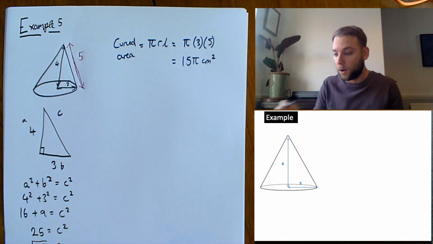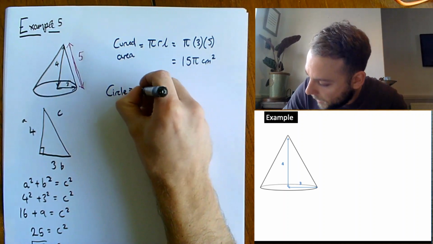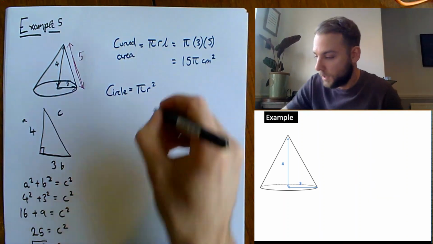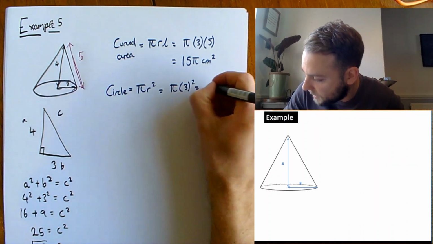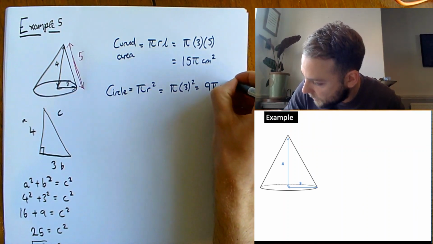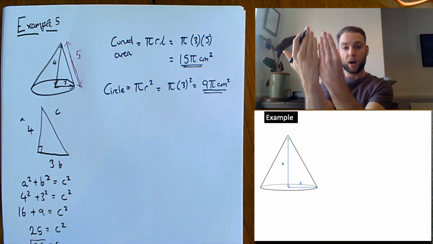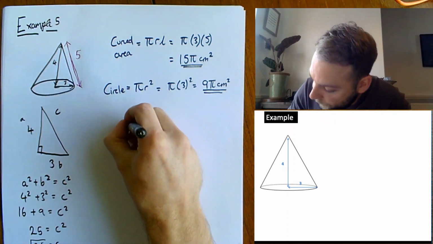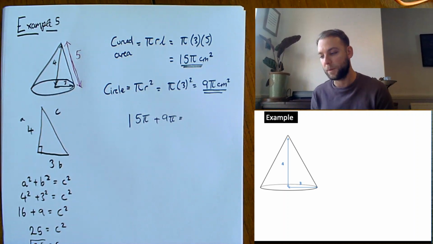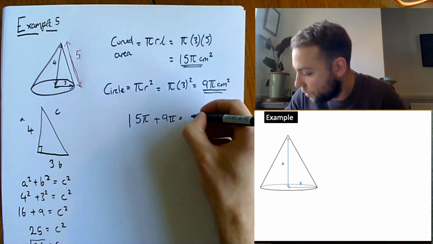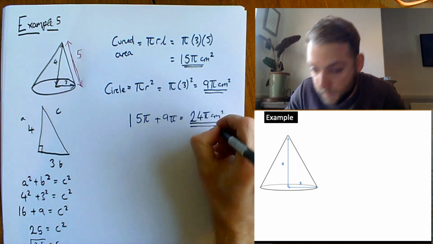And then we also need that circle on the bottom. So we need the circle here on the bottom, which is equal to pi r squared, which is equal to pi times by 3 squared in this case, which is equal to 9 pi centimetres squared. So we've got that curved part of the cone and the circle on the bottom. We finish this off by adding those together. 15 pi plus 9 pi, which is equal to 24 pi centimetres squared. And that's that question done.